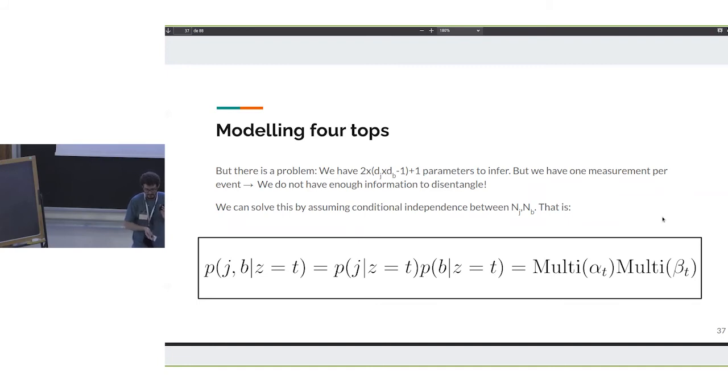You cannot avoid it except if you bias it too much and then you turn it into a maximum likelihood fit. So if you want enough freedom to infer, you need to introduce additional modeling assumptions on this joint distribution per class. This is mostly because we have one measurement of J and B per class. Right now we don't have enough information to disentangle, so we assume that the number of light jets and the number of b jets are conditionally independent given the class.